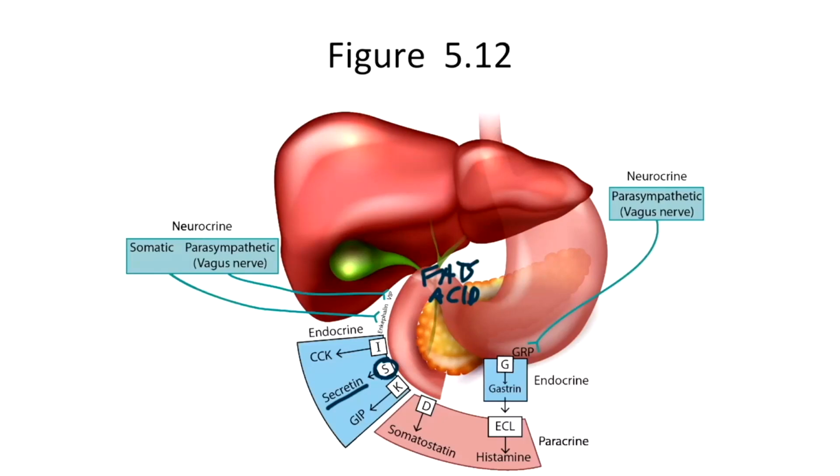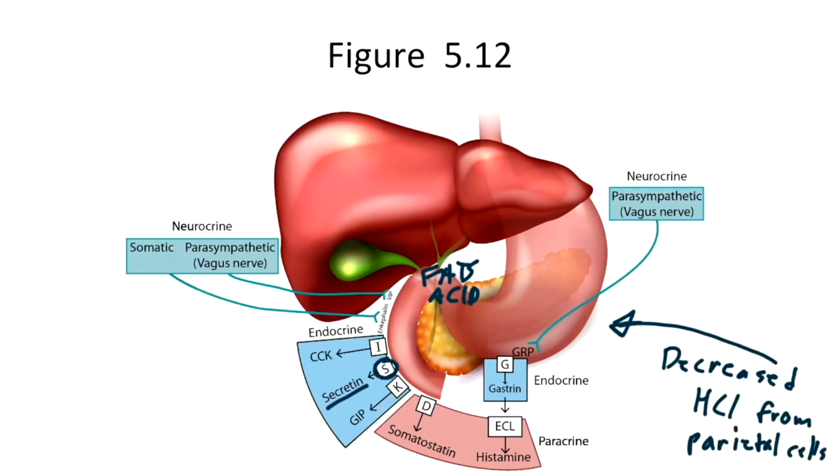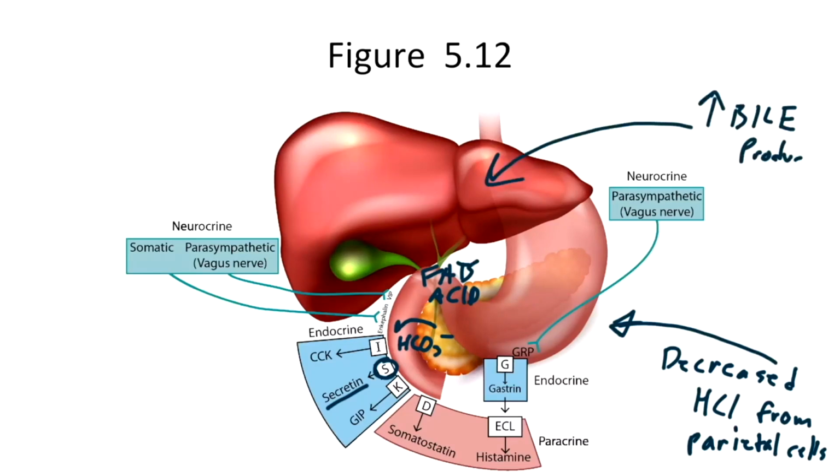Now, secretin does this by decreasing acid production from the parietal cells of the stomach. It will also increase bicarb secretion from the pancreas, which will help neutralize any acid coming into the duodenum. So the bicarb will leave the pancreas. It will also act on the liver to increase bile production. So in summary, just think that secretin decreases acidity by decreasing acid production and releasing bicarb.